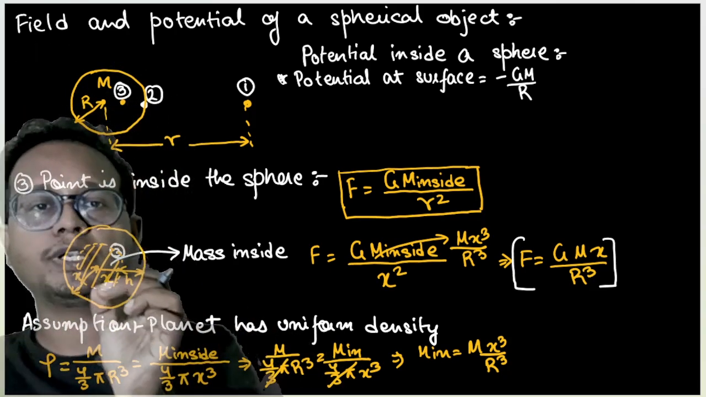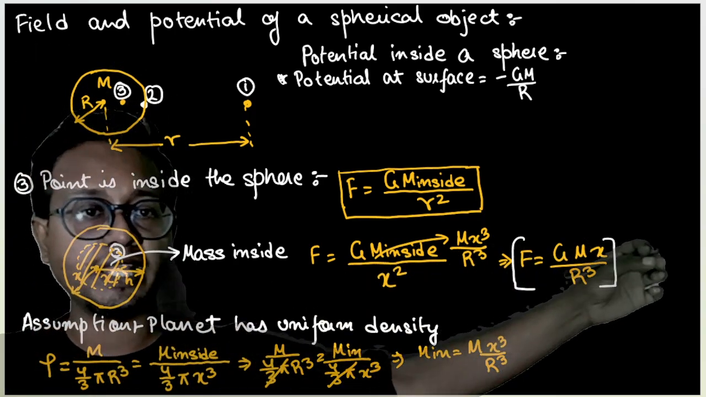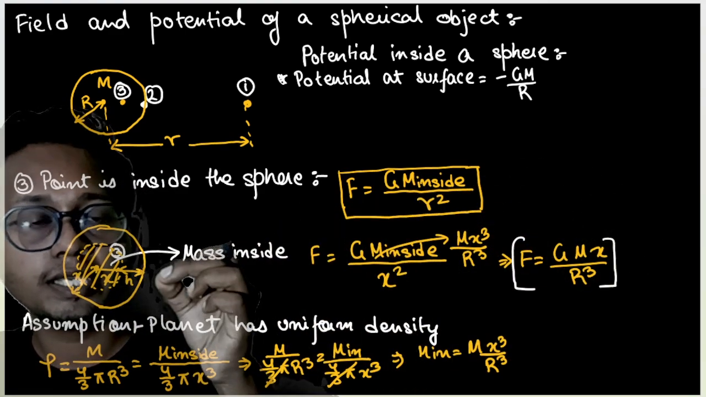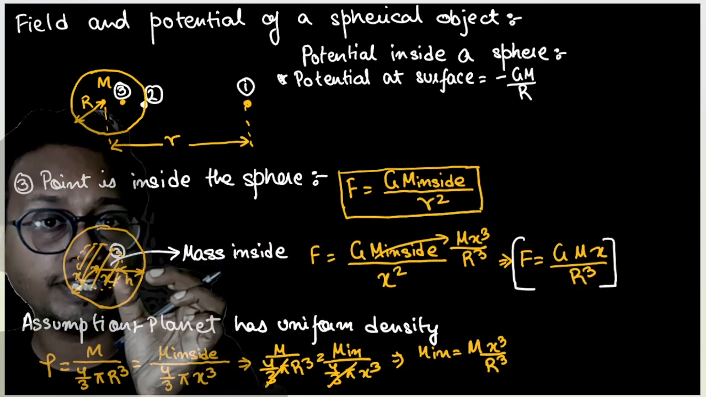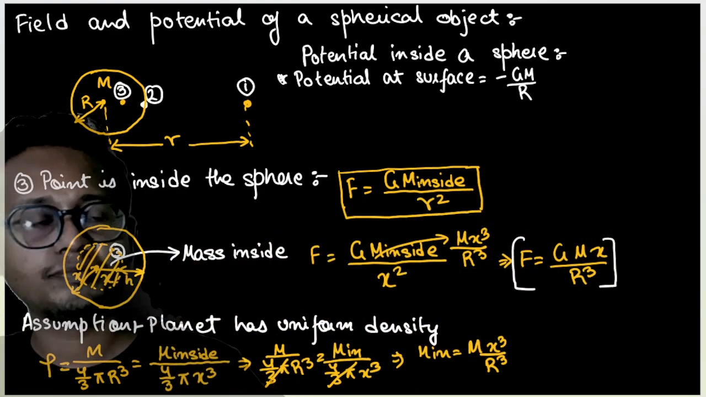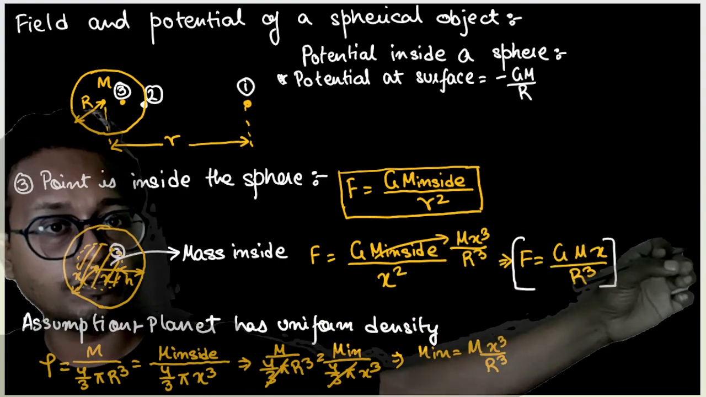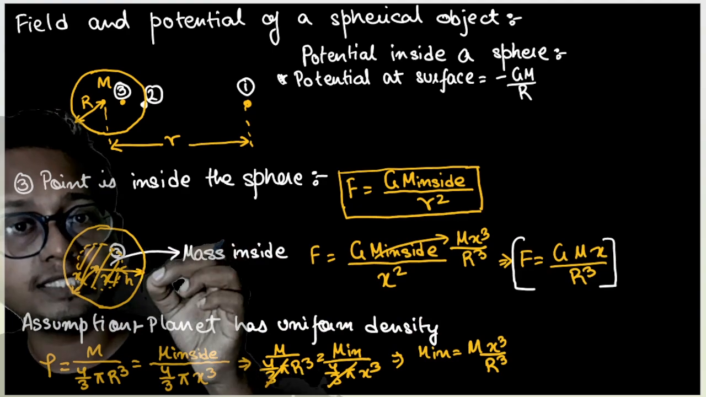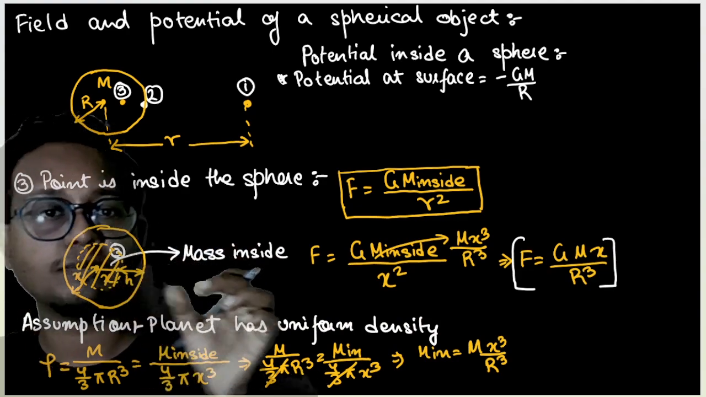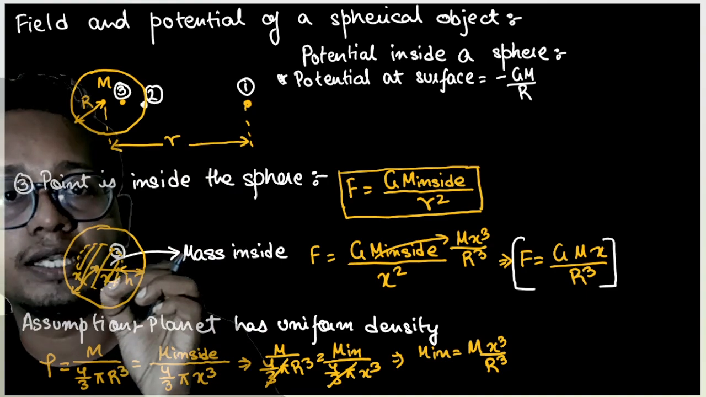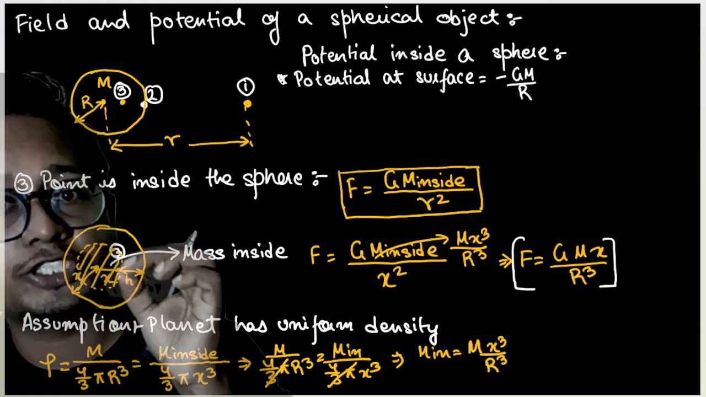So what is the potential at this point? Potential at this point is nothing but work done against gravitational force from infinity to the surface, plus work done against gravitational force in bringing a unit kg from the surface to point number 3. This total work done in bringing 1 kg from infinity to the surface plus from the surface to point number 3 is nothing but the potential at point 3. So the first thing is I have to find out the work done in bringing a unit kg from the surface to point 3.